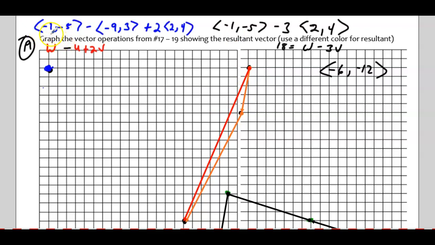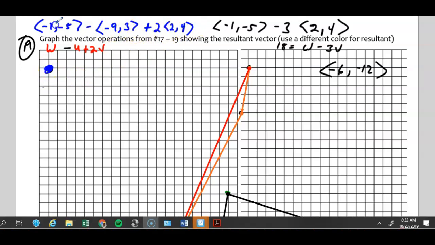Alright, so for 19, we've got w minus u plus 2v. w is -1, -5, minus -9, 3, plus 2 times 2, 4. We're just going to pick a point. We apply the -1, -5 for w first. So I go left 1, down 5, 1, 2, 3, 4, 5. Then from there, we need to apply the negative of -9, 3, which would make it a +9 and a -3. Distribute the negative: +9, -3.